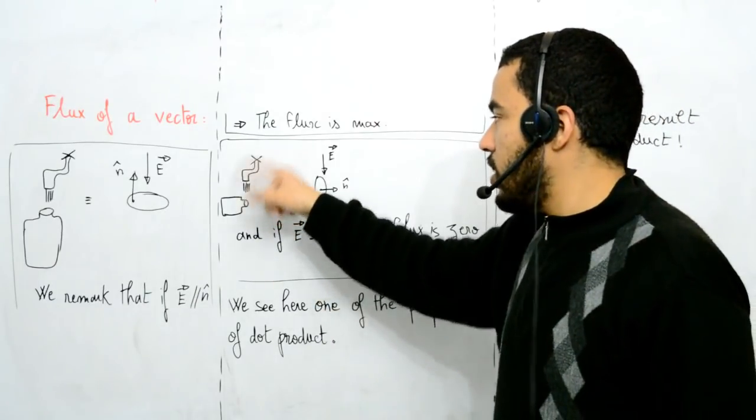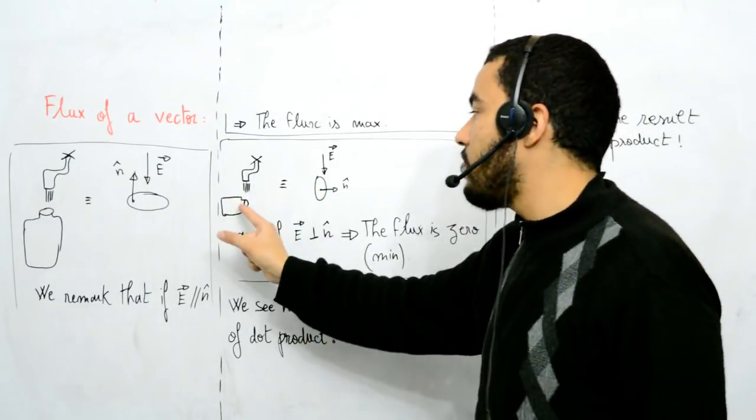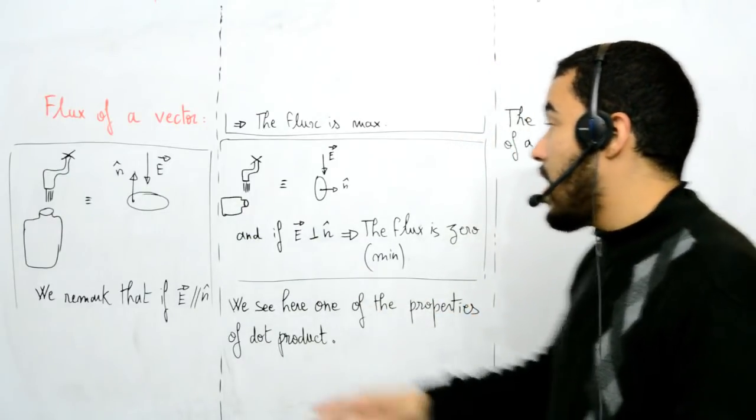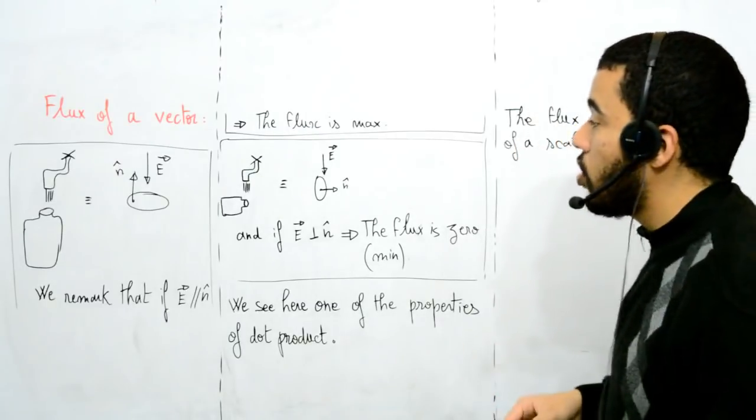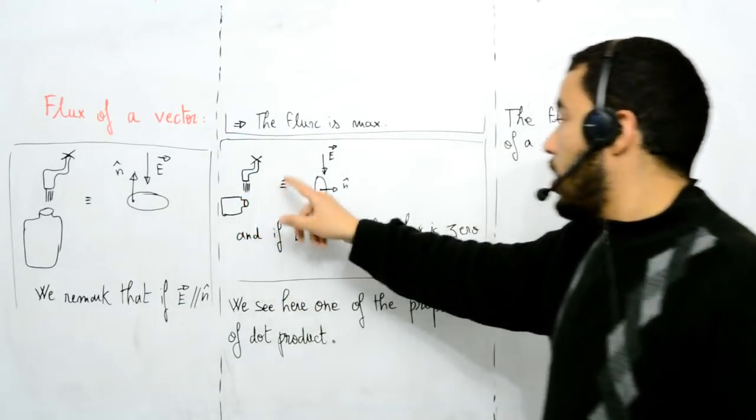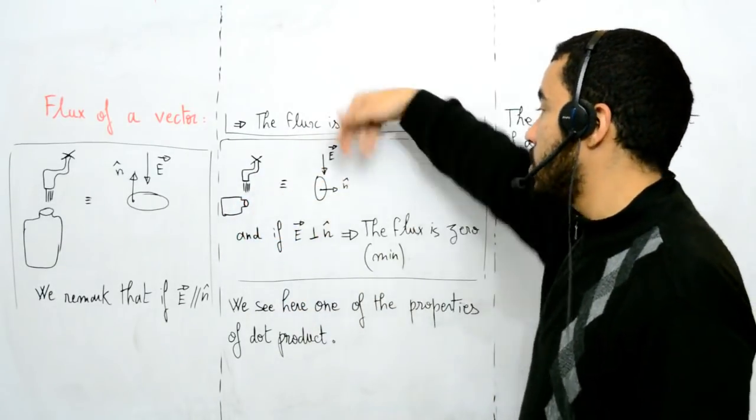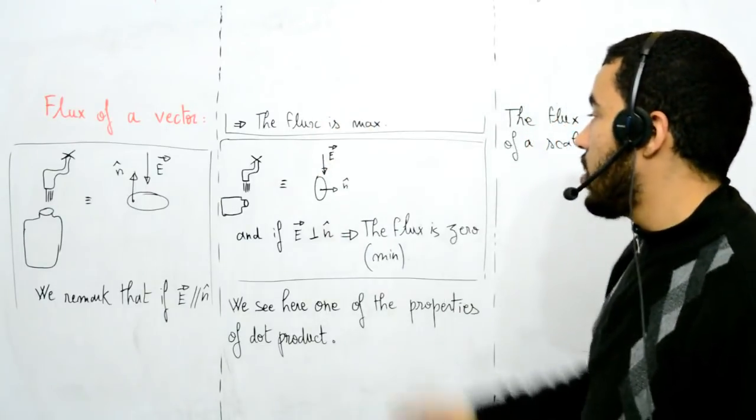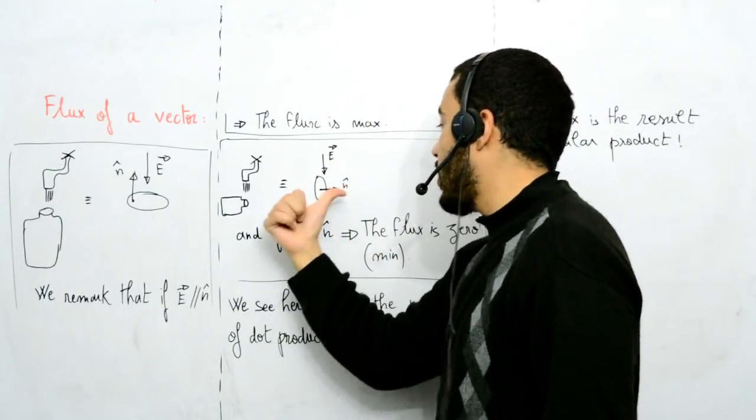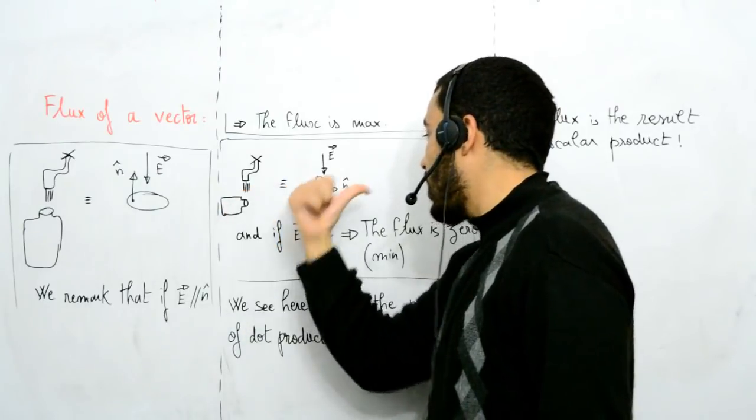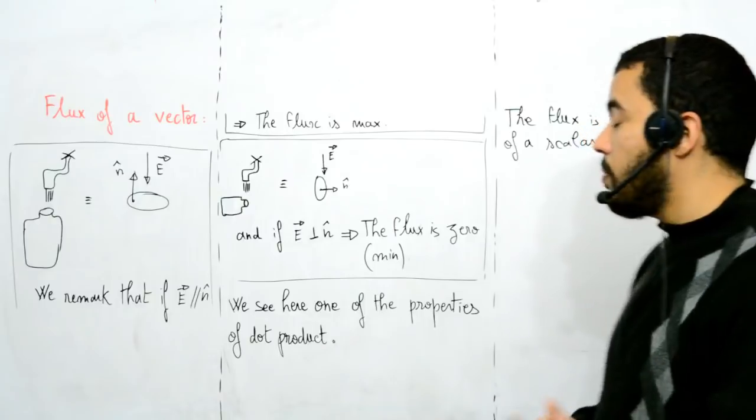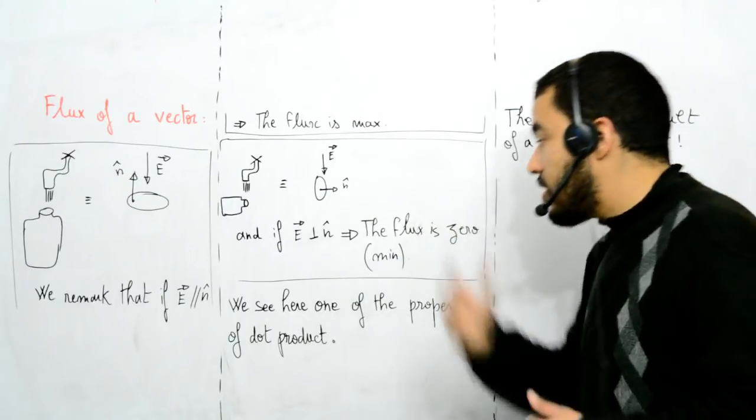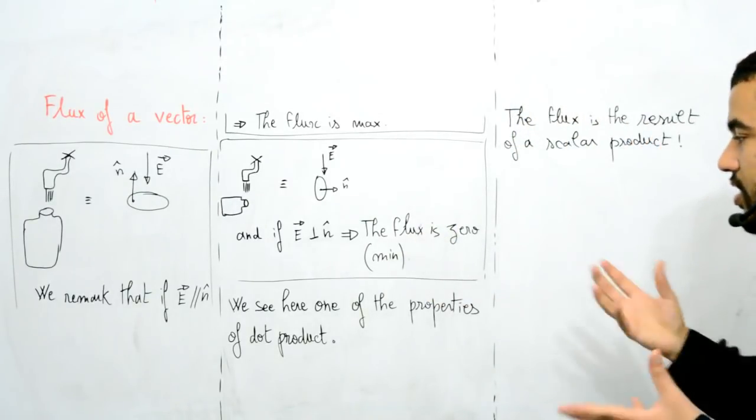And in this situation, if I have my bottle like this and my tap like that, I cannot fill my bottle. I can represent this situation like this. We have my vector E like this and my normal vector like this. So in this situation, E is perpendicular to n, and the flux is 0, minimum.